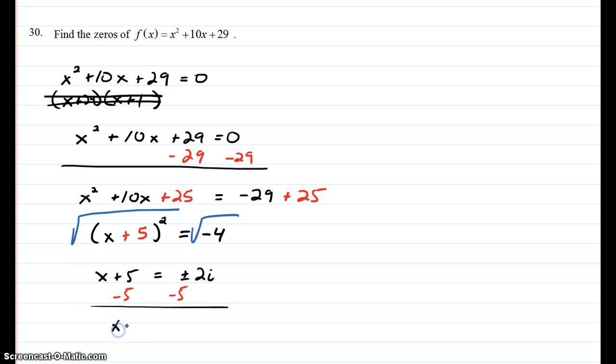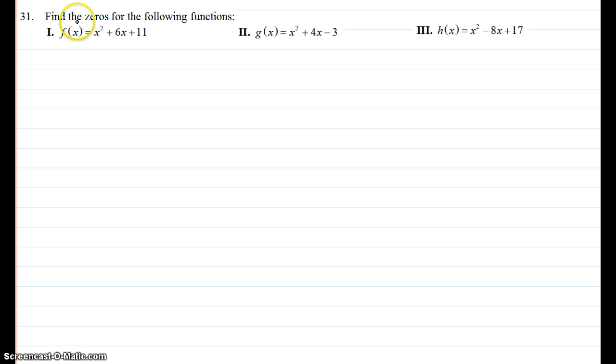And we get x equals negative 5 plus or minus 2i. So these are the zeros for the given function. Alright, 31, find the zeros for the following functions.